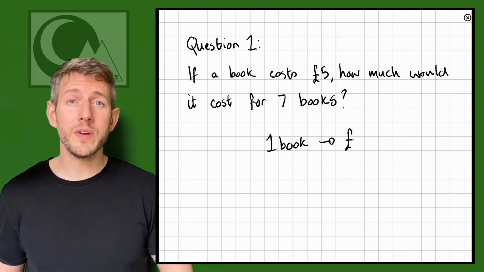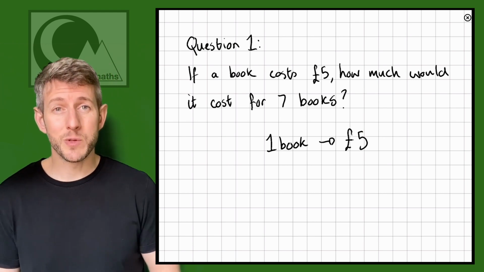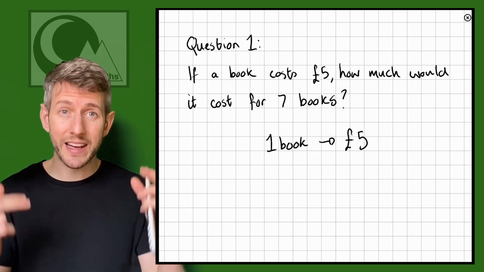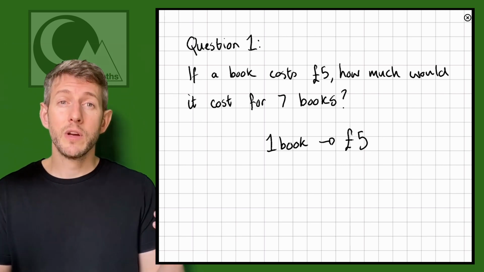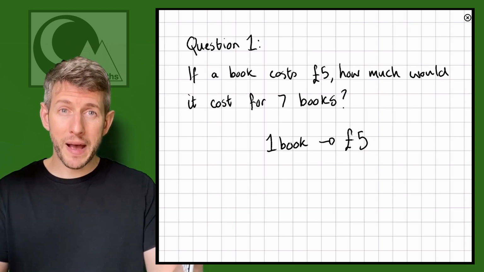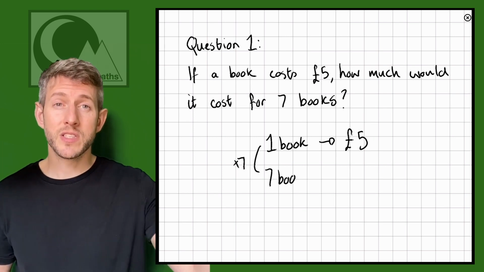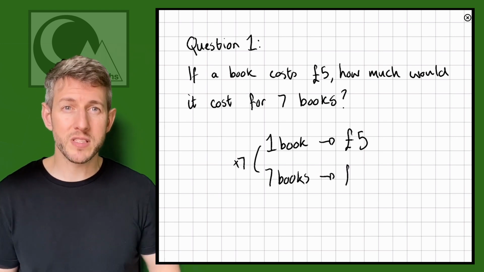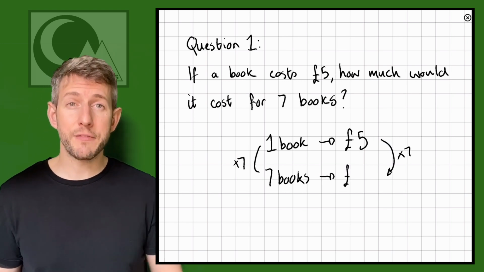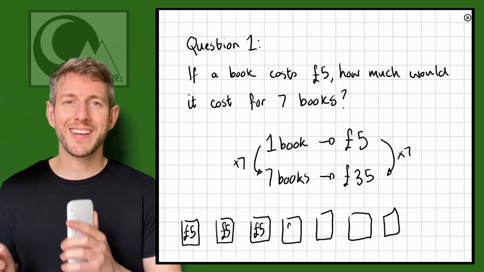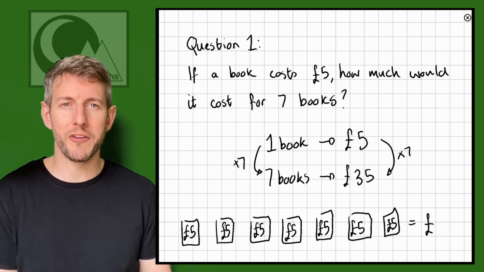So what we do is we can write 1 equals £5, and then we know that this is direct proportion because we're scaling up and scaling down. So one book costs £5, one lot of 7 times 1 is 7, so that will give us 7 books. So we just have to multiply this 5 by 7 as well to get £35. So we know that if one book costs £5, 7 books will cost £35.